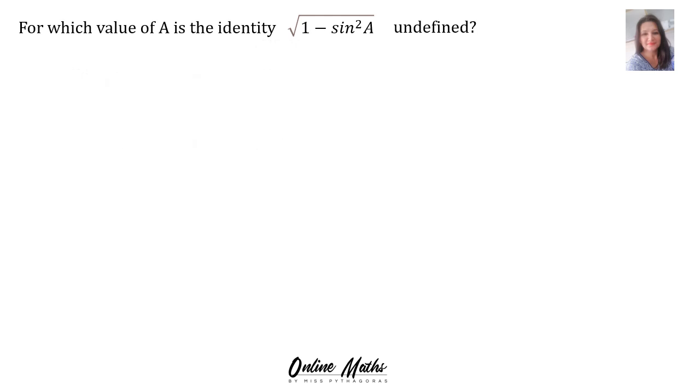Now let's look at some examples. For which value of a is this identity, the square root of 1 minus sin squared a, undefined? If you look at this, 1 minus sin squared a is smaller or equal to 0 always, because it doesn't matter what value you substitute in sin squared a's place, it will still be smaller than 0. Therefore, this can never be true.